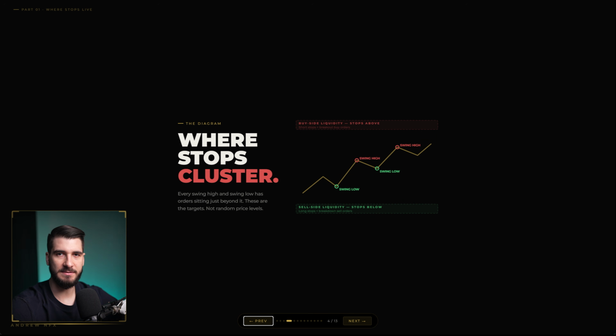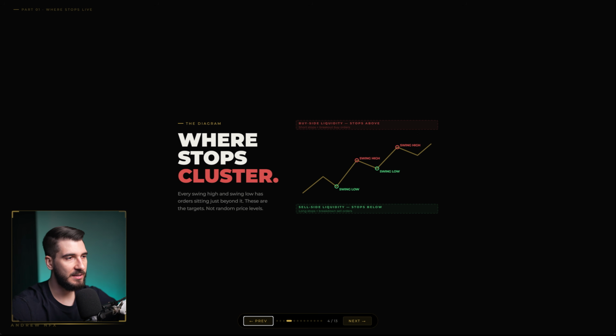Think about it like this. You have a swing high on NQ. Every trader who went short near that high has their stop just above it. Every trader who is waiting for a breakout has their buy order just above it. So above that swing high, there is a cluster of orders sitting there waiting to be triggered.